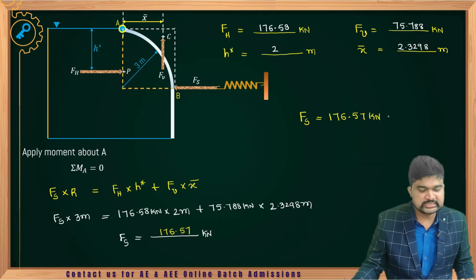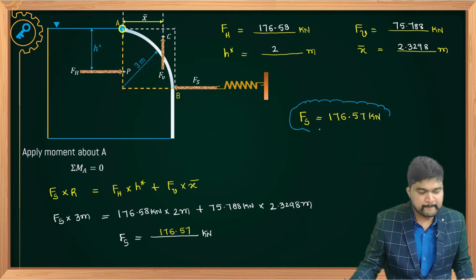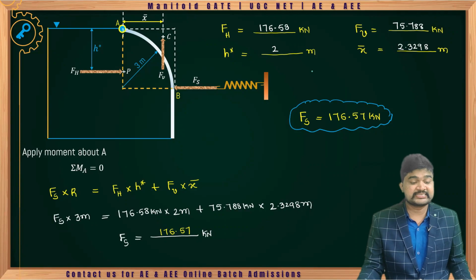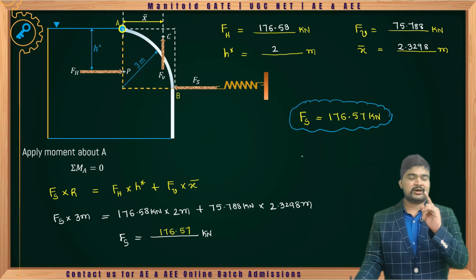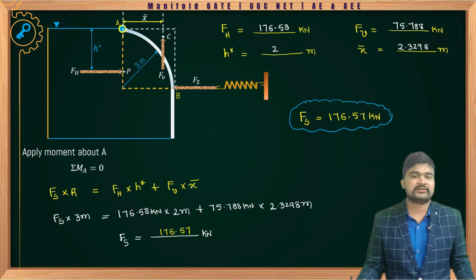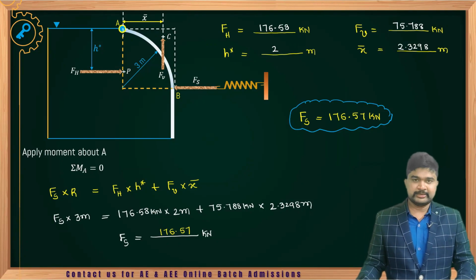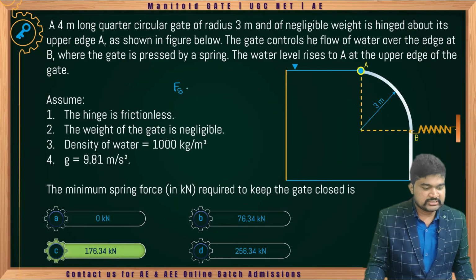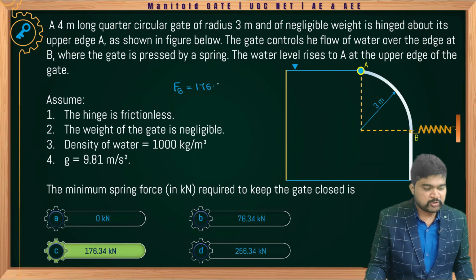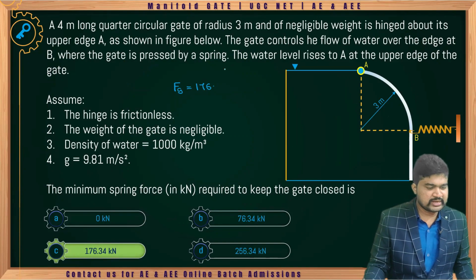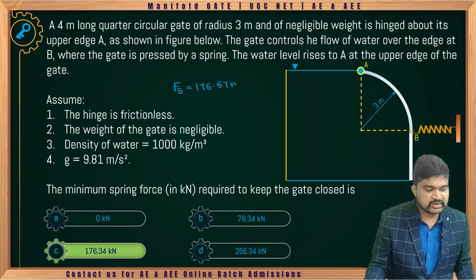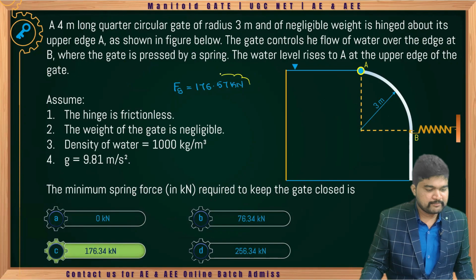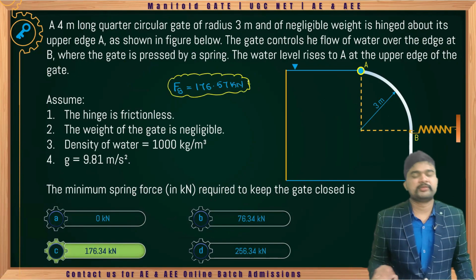Understood? So this is the answer. In this problem, you calculated FH and H star, FV and X bar. Here, determining X bar is a good concept. So finally you got Fs equivalent to 176.57, almost 176.57 kilonewton. Clear? Finally, you got the answer.